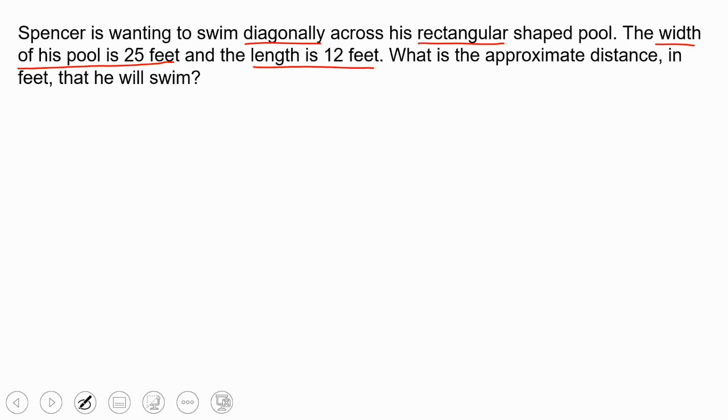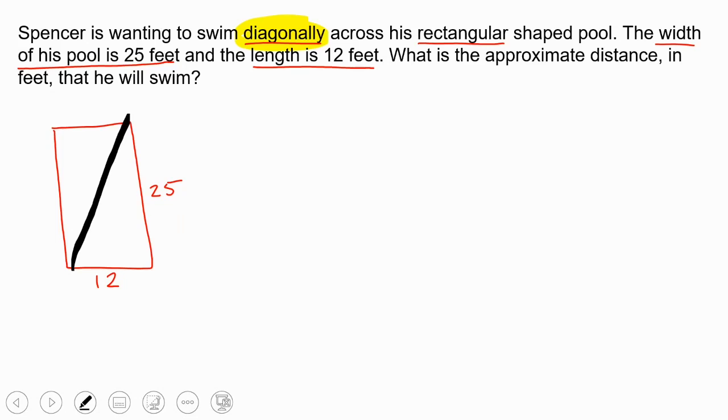Okay, so I highly suggest that we go ahead and draw a picture here. So I'm going to draw my pool. And they told me that the width is 25. And they told me that the length is 12. Now, they also gave me this word diagonally. So you remember, whenever you play bingo or whenever you're playing loteria, when you win in a diagonal, it goes straight across like this.